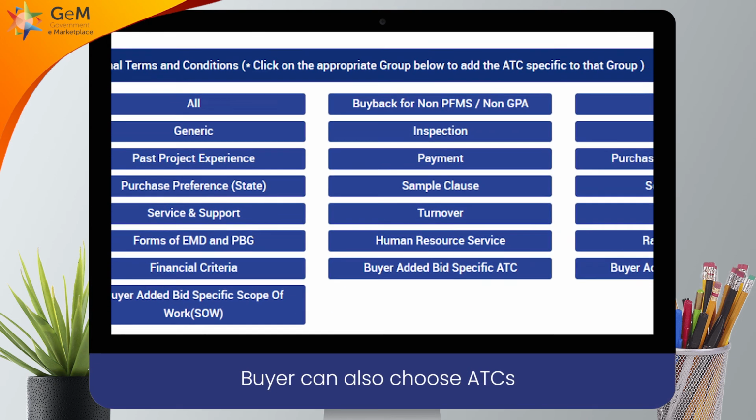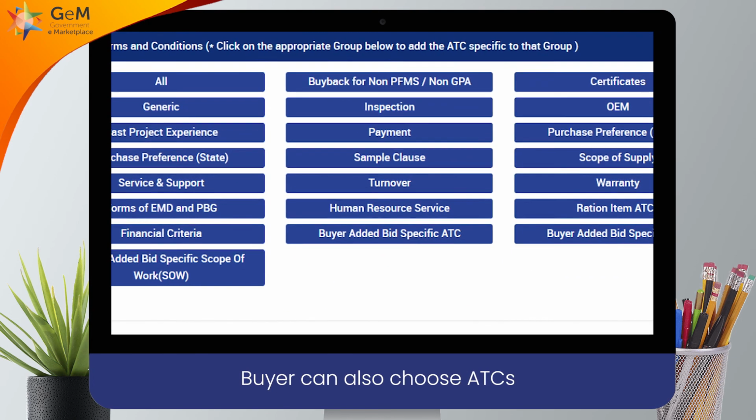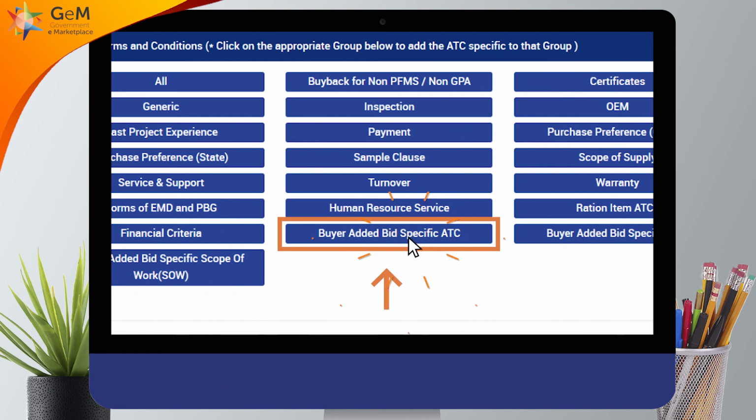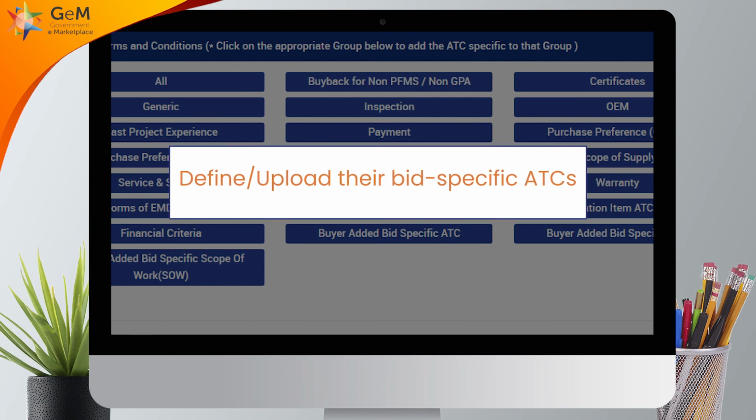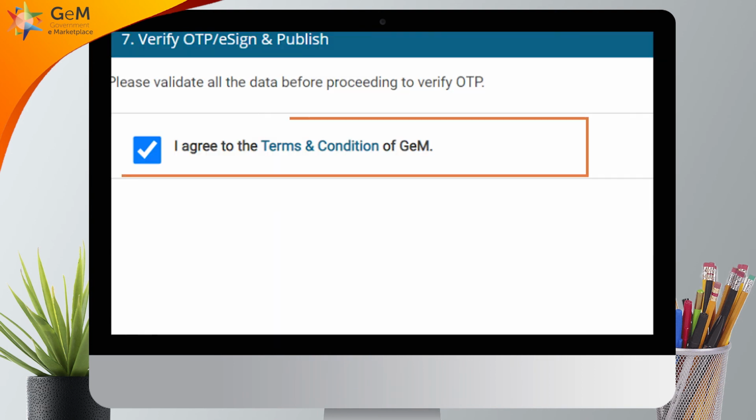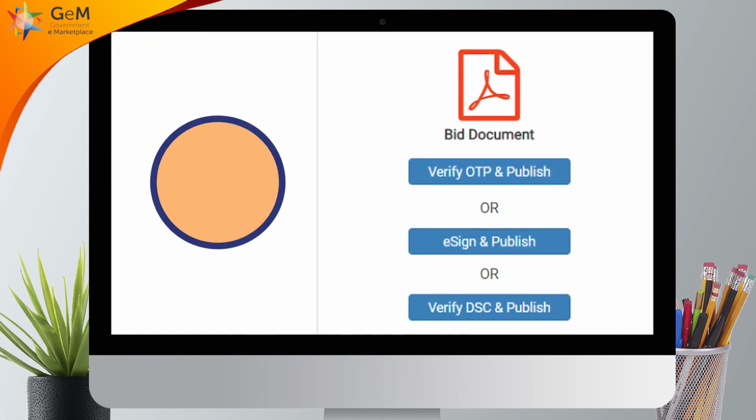Lastly, buyer can also choose ATCs by clicking on the appropriate group below to add the ATC specific to that group. Further, buyer can also define or upload own terms and conditions. Click on the checkbox to agree to the general terms and conditions of GEM. Now, buyer can download bid documents and select the relevant option to verify and publish the bid.